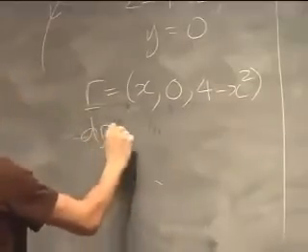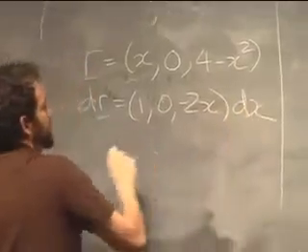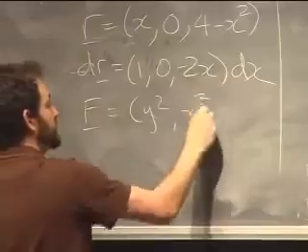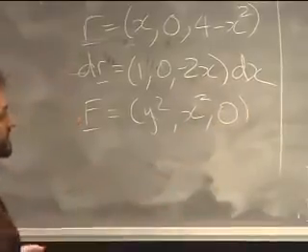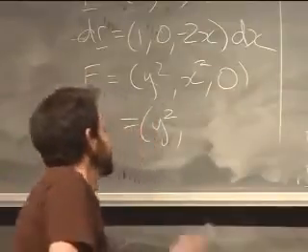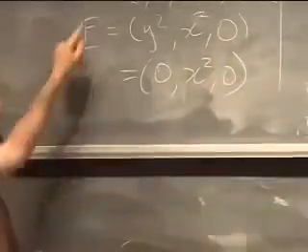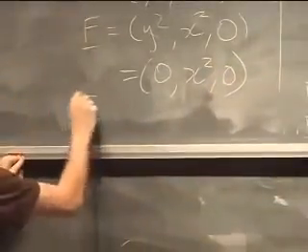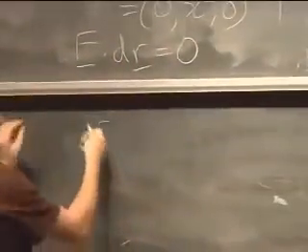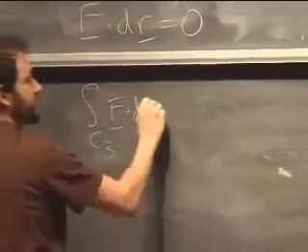So dr is 1, 0, minus 2x dx. This time f, the vector field, is y squared, x squared, 0. But magically again, this is y squared, but y is 0. So this is 0, x squared, 0. And sure enough, f dot dr is 0, as it happens. So that means the C3 integral is also 0. All three integrals are 0.